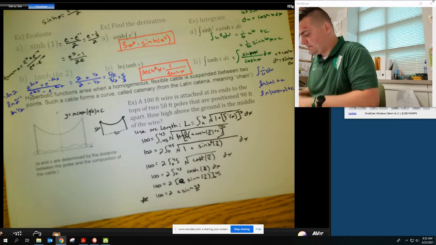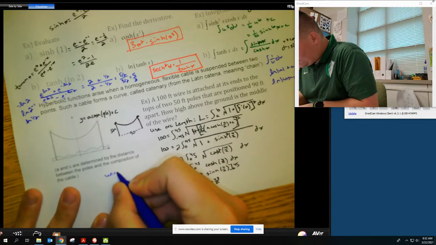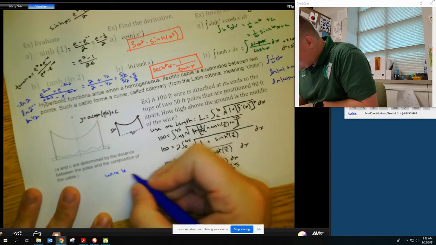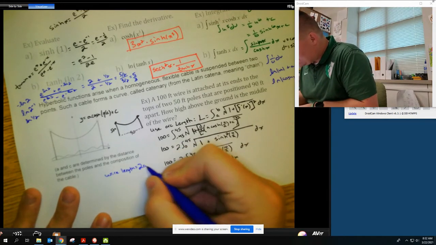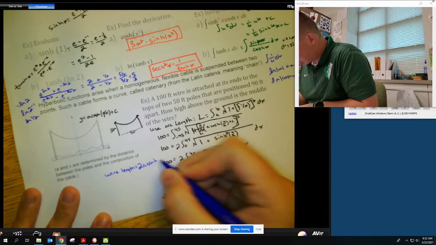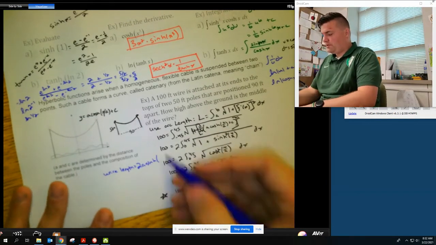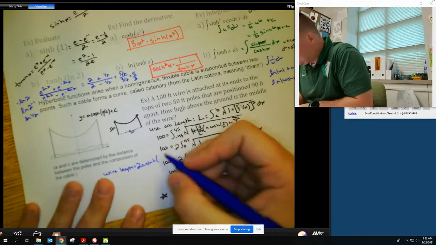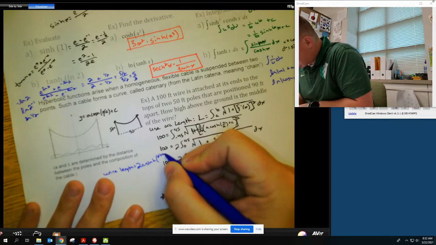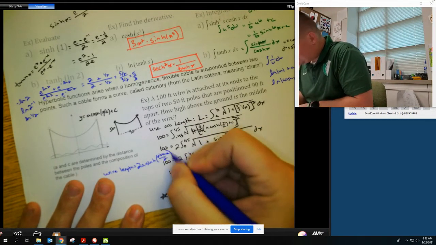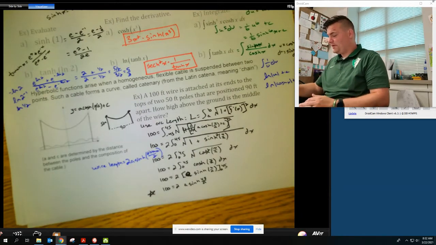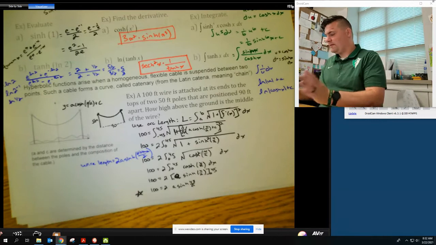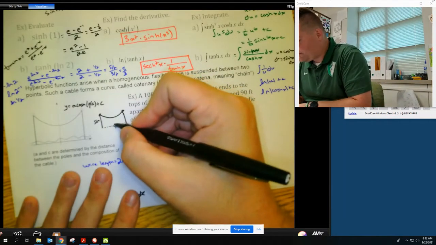Our arc length is going to be our wire length equals 2 times a sinh of whatever our pull distance, so distance over 2. That's essentially what's going to end up happening here. And then we're going to use this formula right here, plug everything in, and figure out how high we are from the middle up to there.